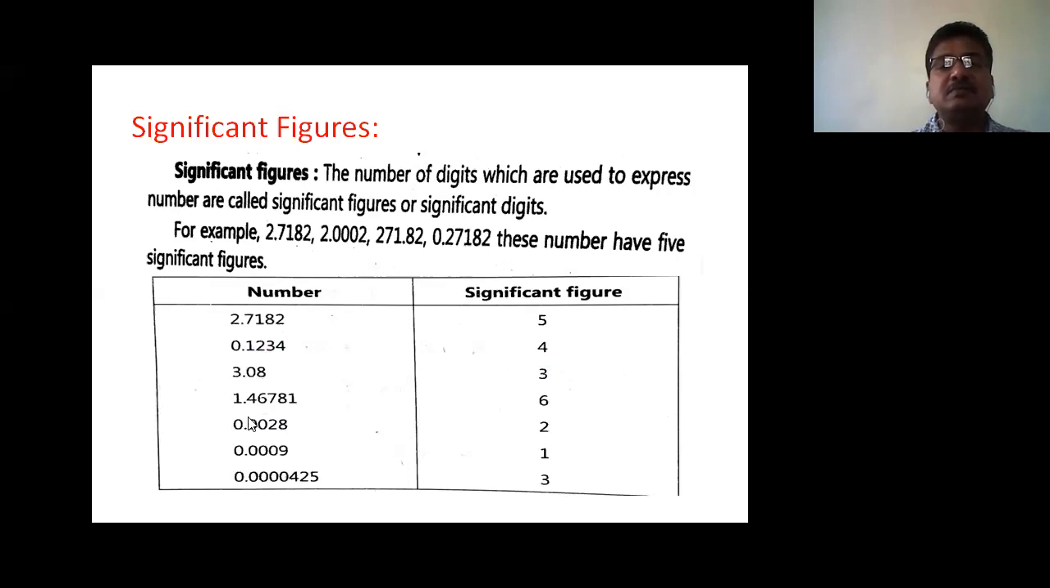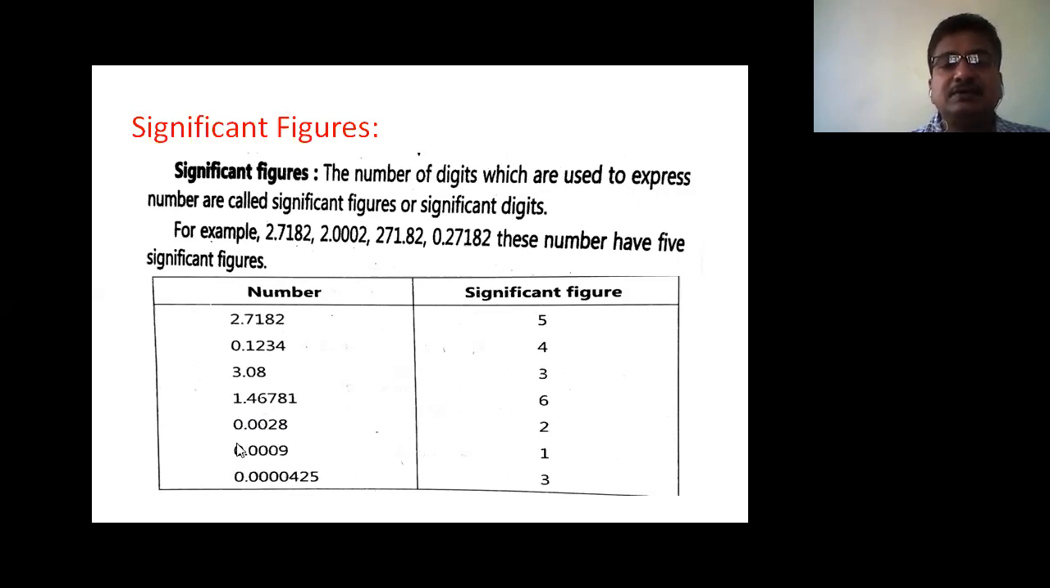Significant figures for this number 0.0028. This number also we can express as 0.28 into 10 raised to minus 2. That's why the significant figures in this number are 2, because no need to write this 0, also this 0 after the point. We can write this number as 0.28 into 10 raised to minus 2. That's why the significant figures are what?